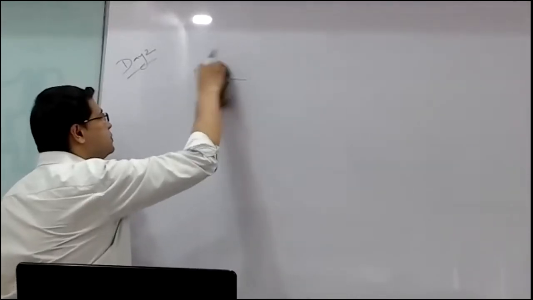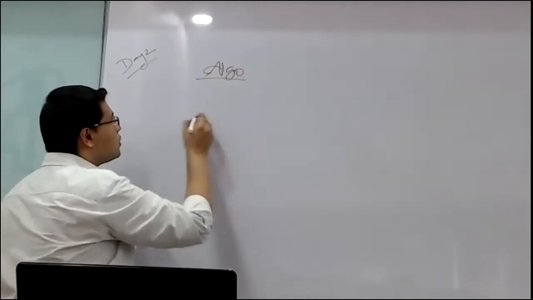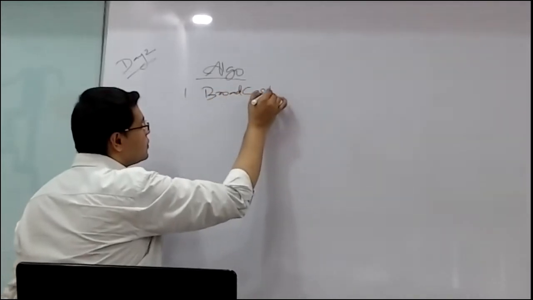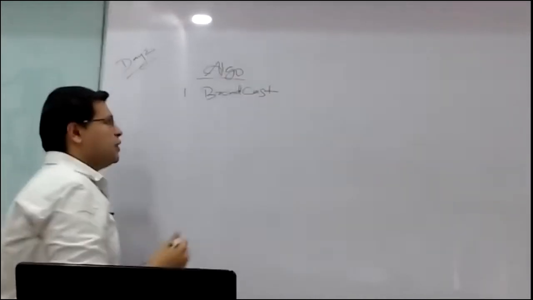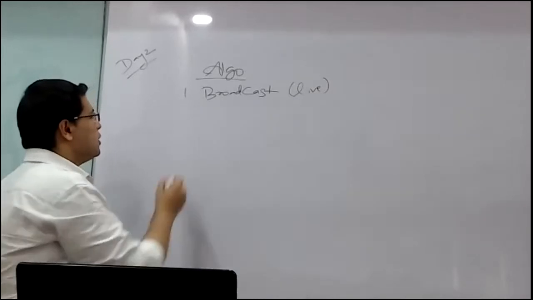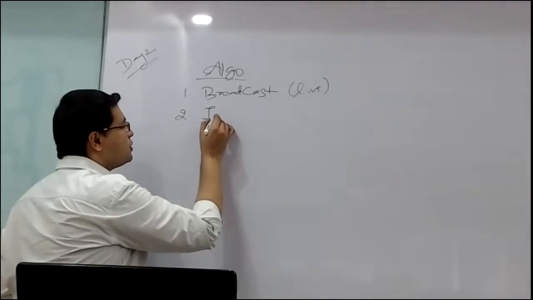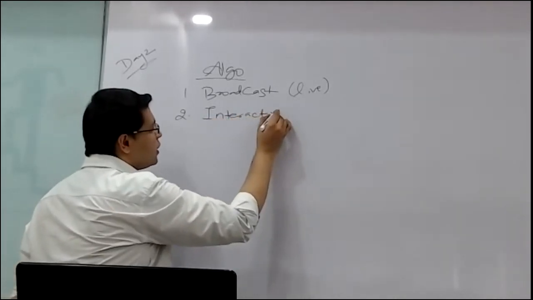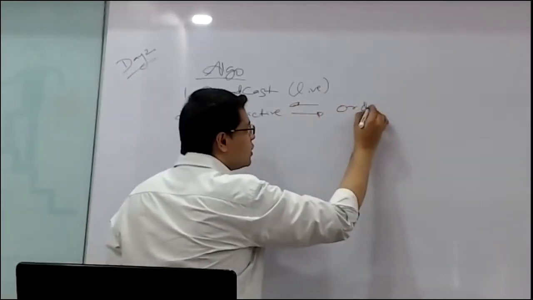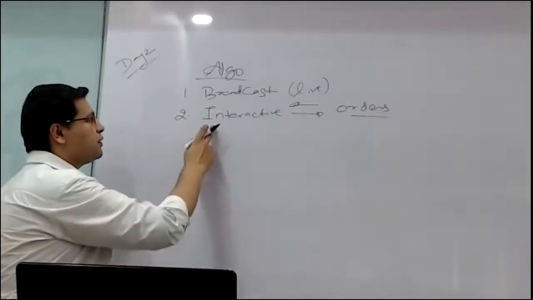The Algo setup mainly comprises, first, the broadcast. Broadcast is normally one way, and you basically get the live prices from the exchange. Second, there is the interactive connection, where it is two-way and orders are basically sent and received, right? So that was one more channel which was very, very important.